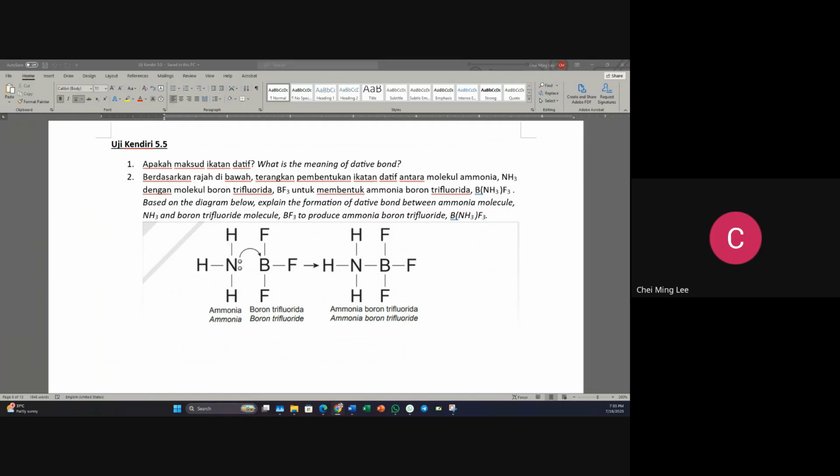For the question, I want to explain the three molecules: the ammonia molecule, the boron trifluoride molecule, and then the ammonium molecule. No, you just explain the atoms that are involved in the dative bond only. Like this one is the boron and this nitrogen. So you just need to mention the nitrogen from ammonia and the boron from boron trifluoride. Like that.